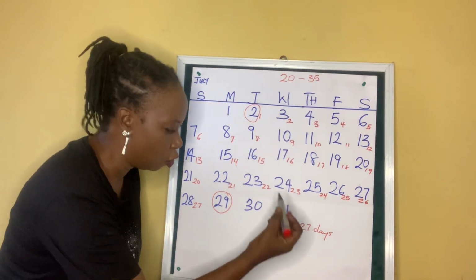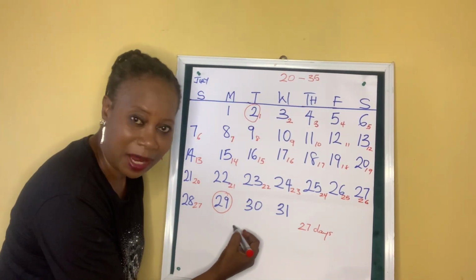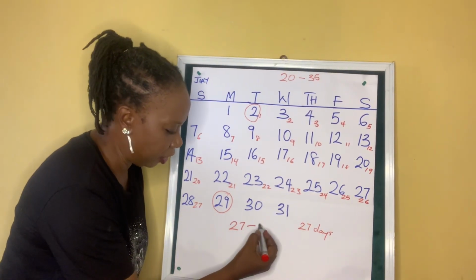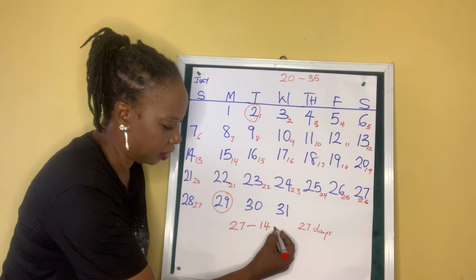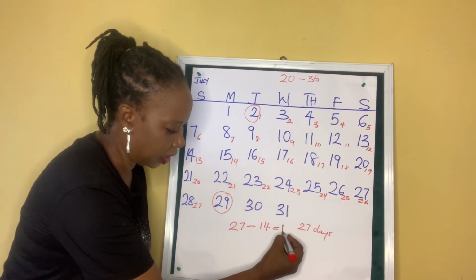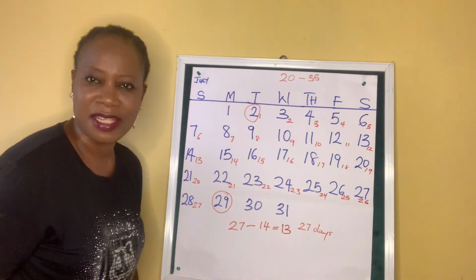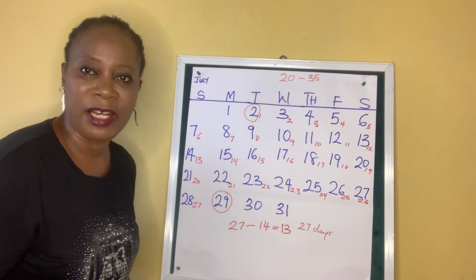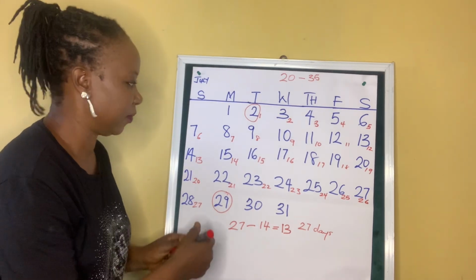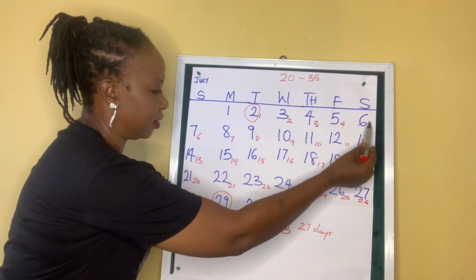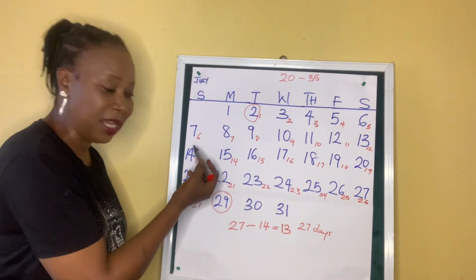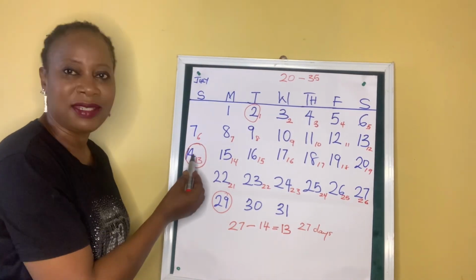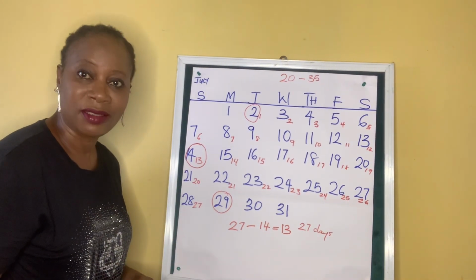So what do we do? We subtract 27 minus 14. That will give us 13. So my ovulation day will be on the 13th. So where is it? So this is the day I will ovulate. This day is my ovulation day.